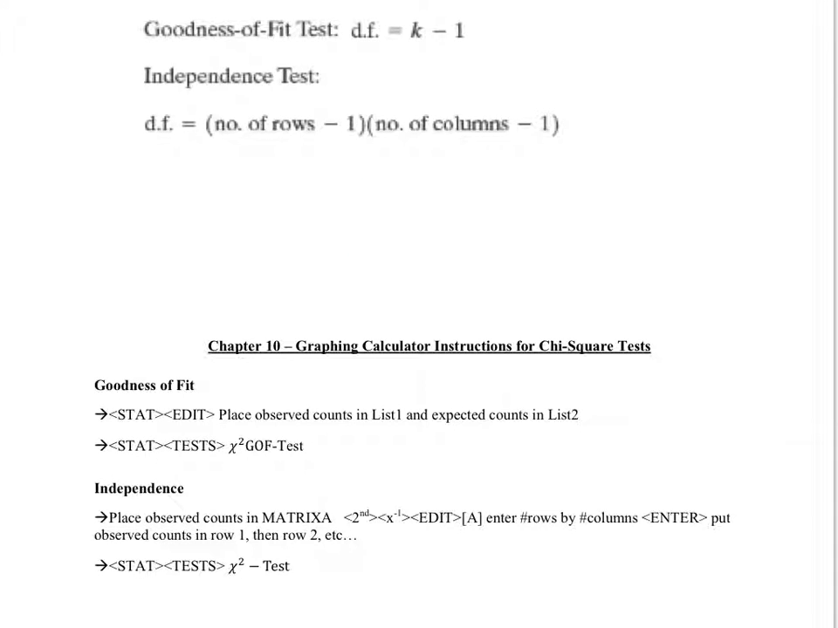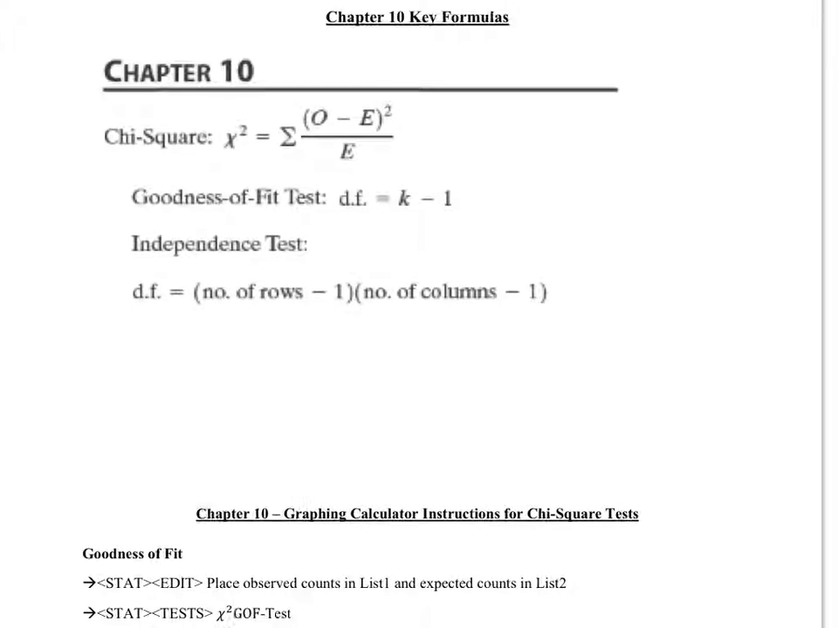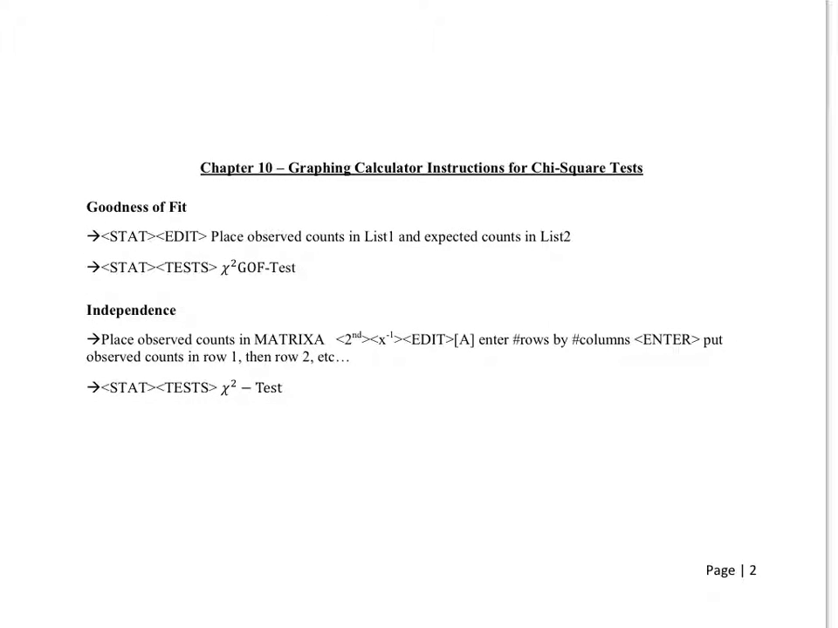In chapter 10, we're going to have a formula involving something called a chi-square statistic. You can see the formula right here. Chi-square equals the summation of (O minus E) squared over E. You will see what that's all about in the upcoming sections. We're going to have some graphing calculator instructions also in the upcoming sections. Okay, flip to page 3.